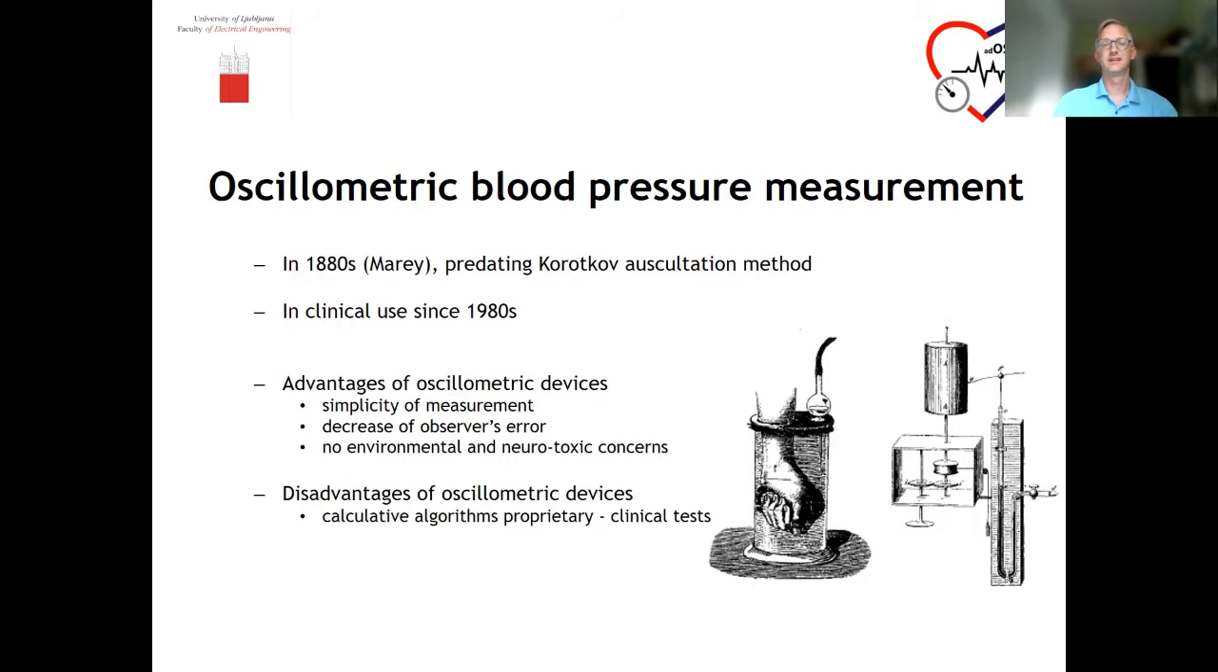The thing is, it's really simple. It does decrease the observer's error, and it does not contain any neurotoxic materials like mercury, which is usually in classical mercury in glass sphygmomanometers. But it does have some problems.